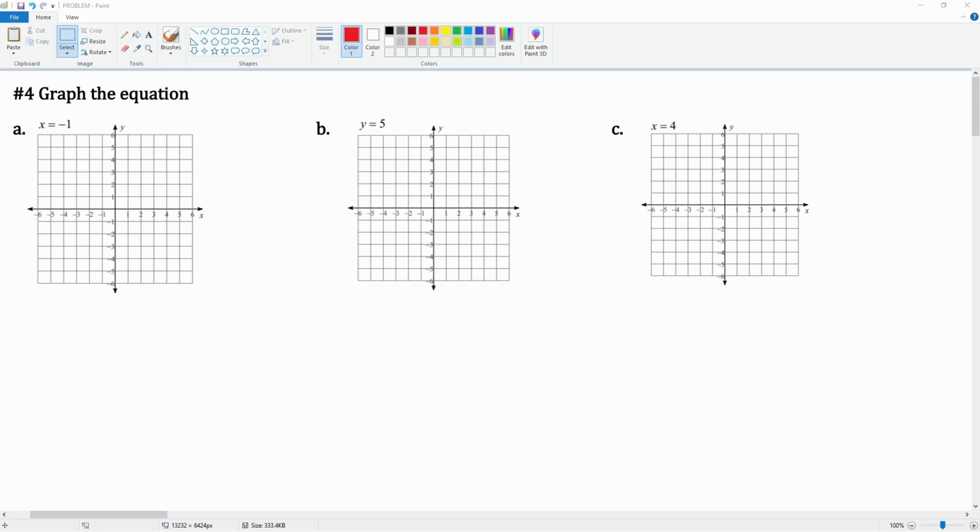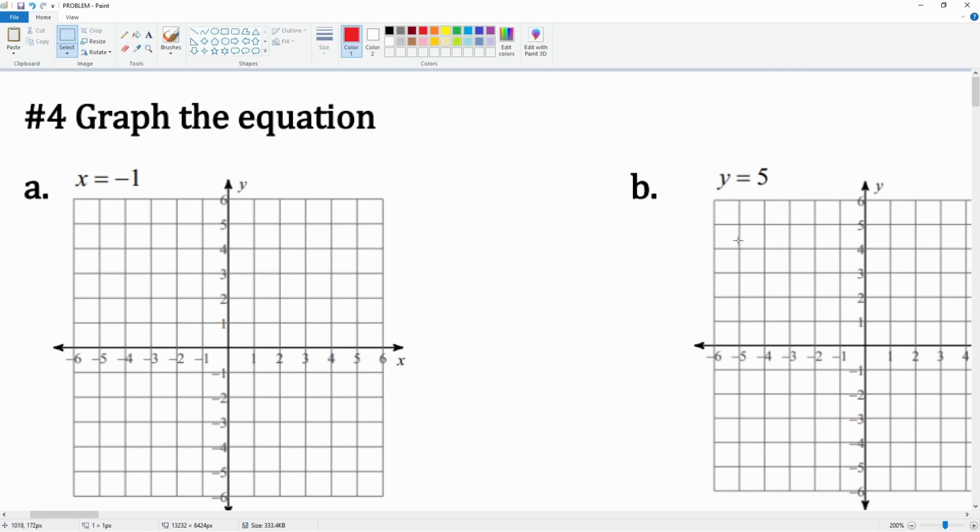Chapter 3, number 4. You're going to graph each equation here. Notice this is x equal to -1, right? So let's take a look at where x equals -1 is. This is the x-axis, and this is where -1 is, right here. Okay, that's where it is. It's this bar here.